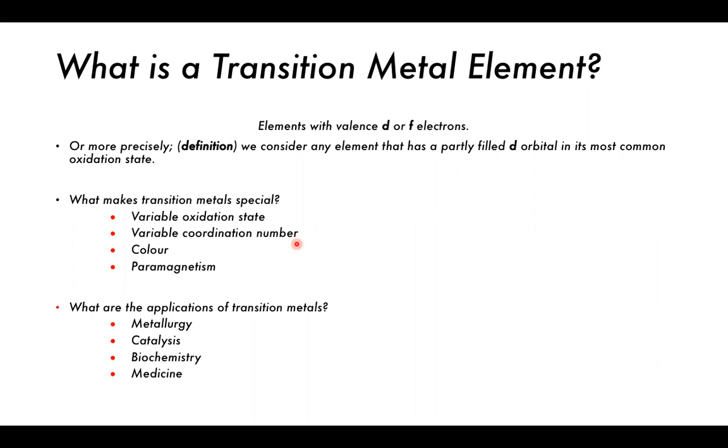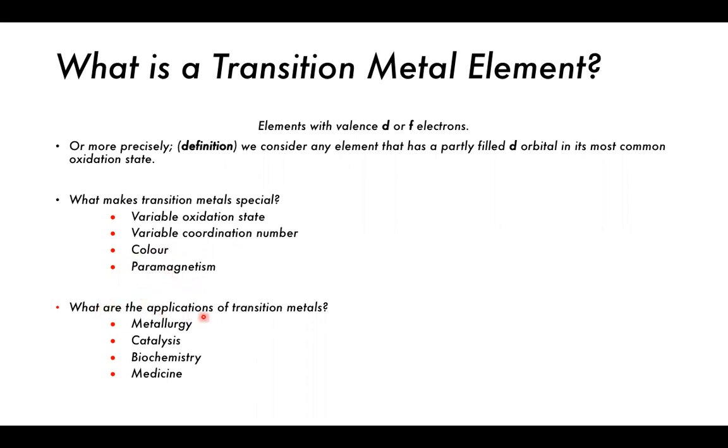as the situation requires. They're also typically colored compounds, whereas most S and P block compounds are generally colorless, though some of them do have a color. By and large, compounds of carbon are mostly colorless, except for maybe some of the polyaromatics. But transition metal complexes are often colored, and they often exhibit paramagnetism.